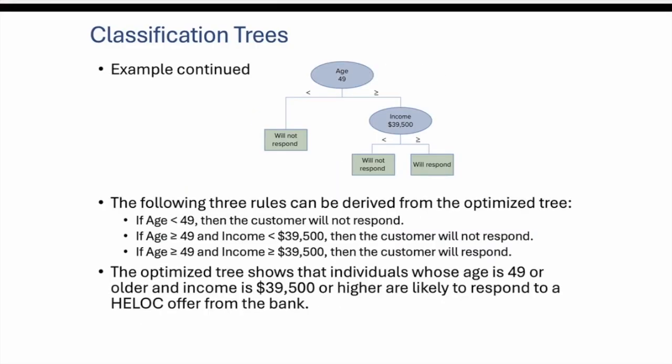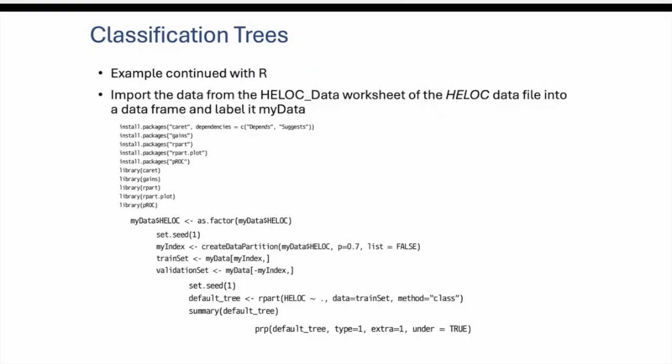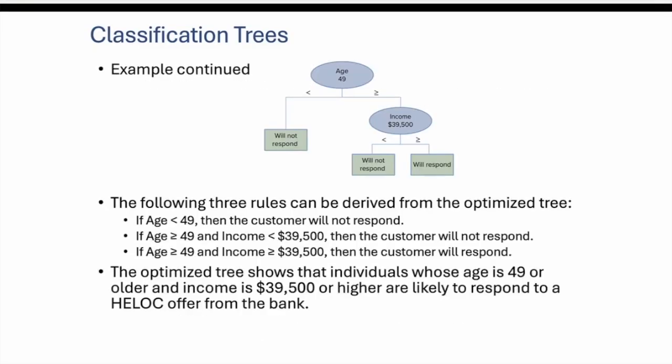So we can actually come up with these decisions at the end. So this is the optimized tree. If the age is less than 49, then the customer will not respond. If the age is greater than or equal to 49 and income is less than 39,500, then the customer will not respond. But if the income is greater than 39,500, then the customer will respond. So this is about classification trees, and we are going to do an example in R to see what's going to happen. After that, we'll be talking about regression trees, or the predictive trees.